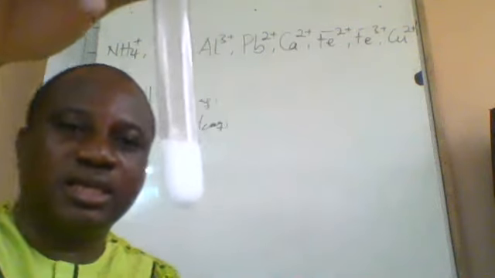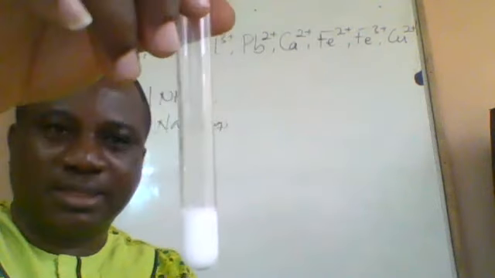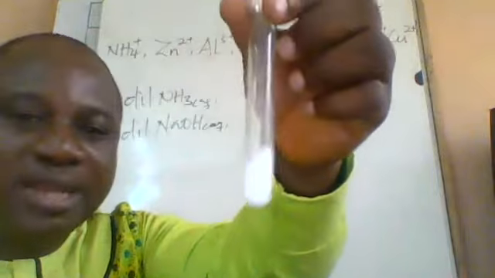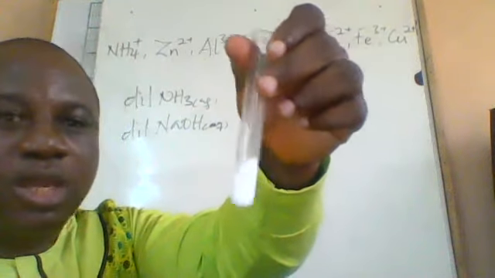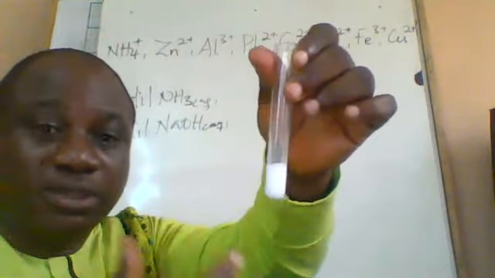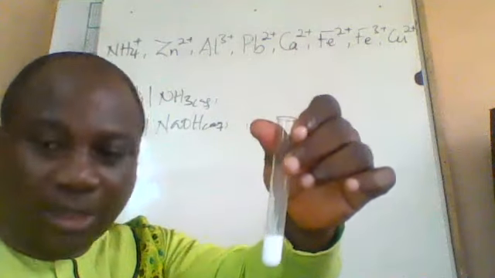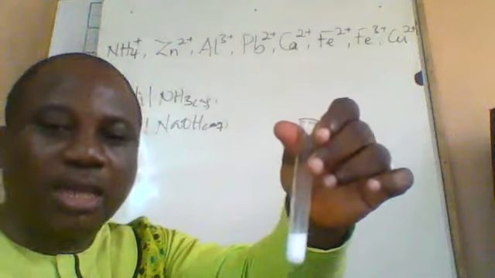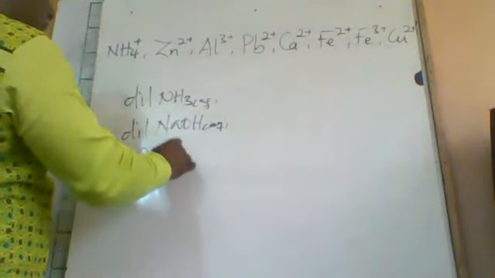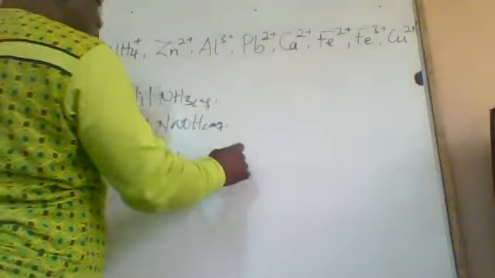So what you are seeing is a white precipitate. It's a white solid. If I should filter this, the white substance you are seeing will be left on the filter paper. And what I've done right now is a chemical reaction. So I added barium chloride to sulfuric acid.